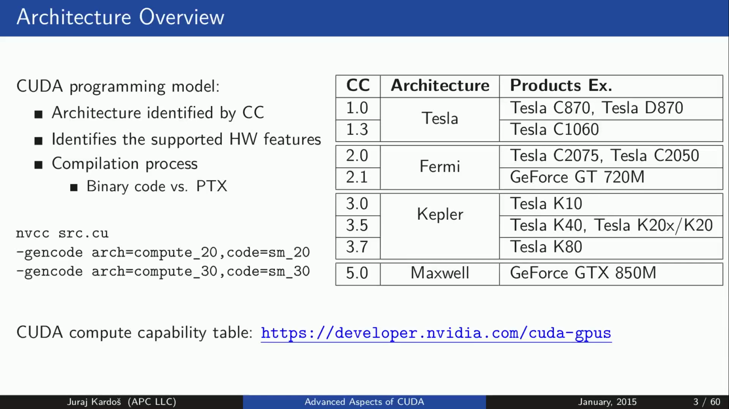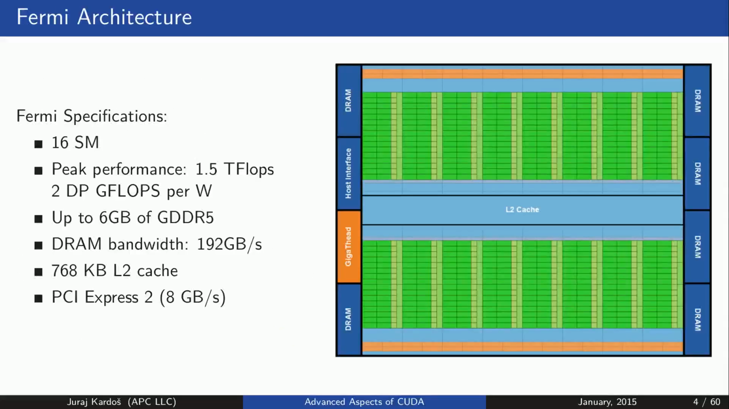Another possible disadvantage is compile time, which will generally be longer as you specify more options. You can find the CUDA compute compatibility table under this link. It will give you information about architecture and compute capability of your NVIDIA GPUs. We will start our architecture overview with Fermi.